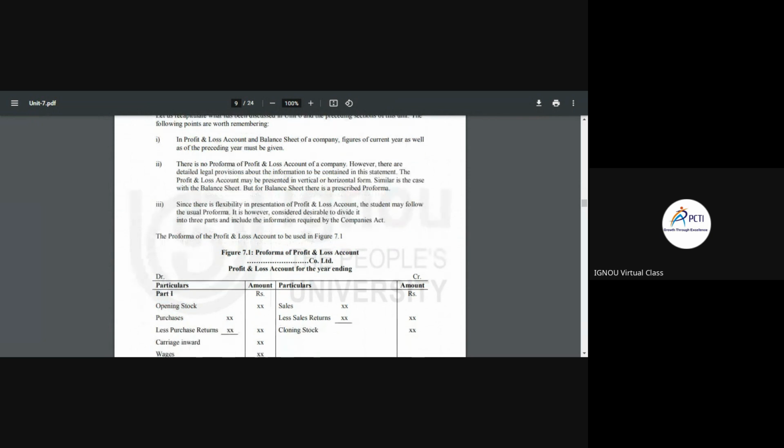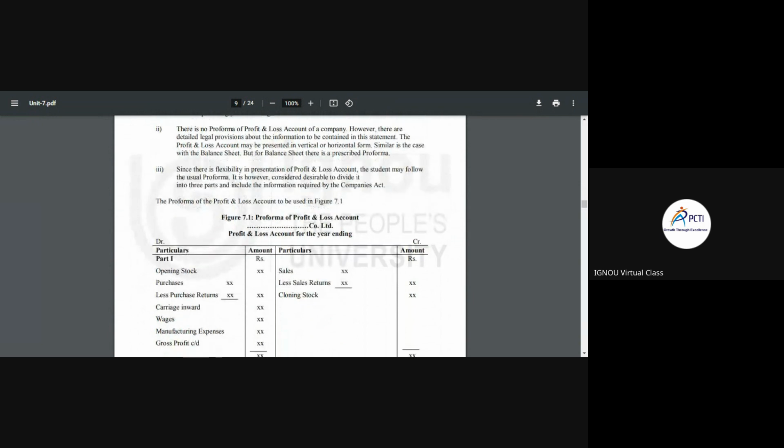So we can present the P&L account in a flexible form, in whatever proforma we like, but that proforma should be understandable to others. That particular thing will be important.